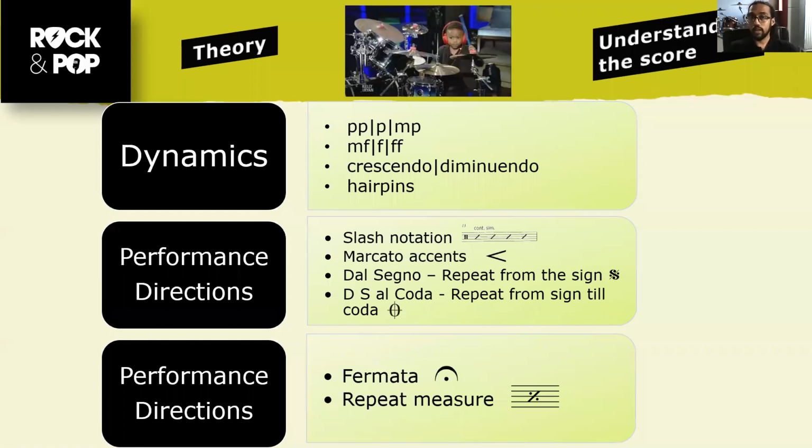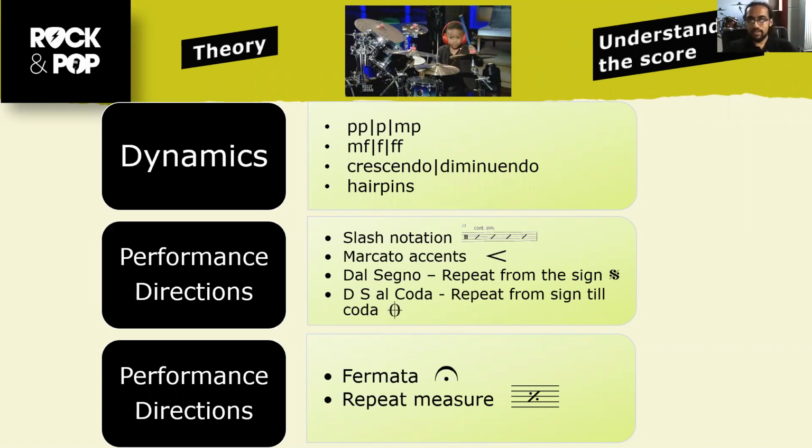Next, we have marcato accents. Marcato accents basically are accents, louder notes played on the drums, could be on the snare, the kick drum, hi-hat, anywhere. Dal segno, which is abbreviated as DS on the score, which means repeat from the sign. It is a navigation marker that is used in a lot of music scores. DS means from the sign. It appears in sheet music and instructs a musician to repeat a passage from the sign that is shown over here in the presentation. It looks like an S with a slash and two dots.